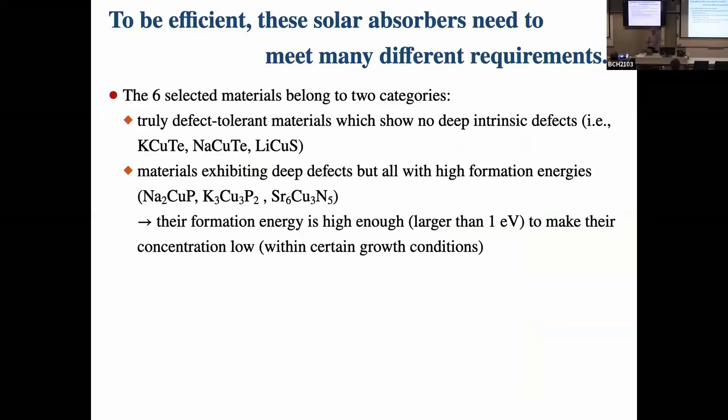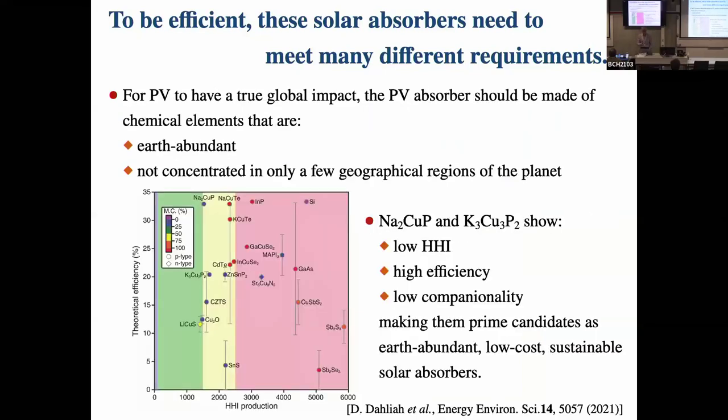Out of that, we found six materials that belong to two categories: some which were truly defect tolerant, so no defect in the band gap, and some others that had a defect in the band gap, but they had a large formation energy, so their concentration would be small, and so they will not affect the quality and the efficiency of the material. So once you have that, you can take other criteria into account, so you can try to make sure that the elements are earth abundant, and that they are not concentrated in a few geographical regions. You know, if they're produced all in China, it can be a problem.